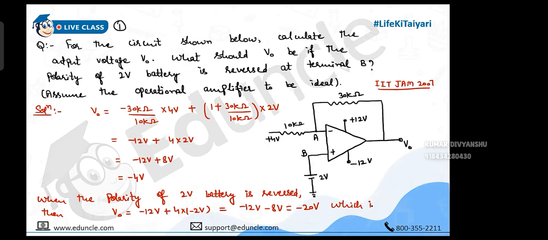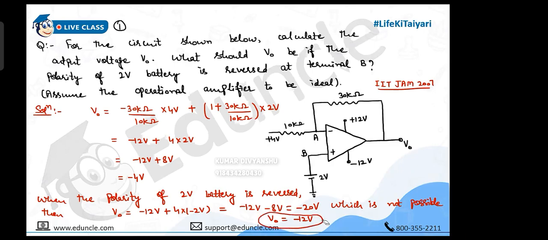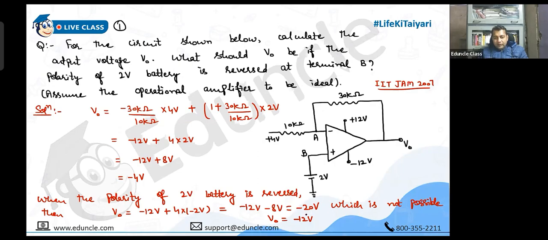No, sir. That would need more than 12, which is not possible. So the actual reading shown will be, at the most, -12. Practically it is 90% of 12, that is 10.8, but you can still write -12. It cannot go beyond -12. So in this case, the reading shown will be -12.